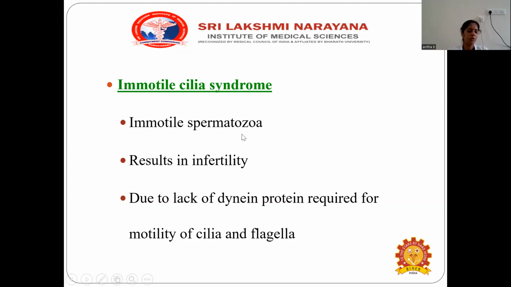This immotile cilia syndrome will have some other abnormalities like bronchiectasis. Bronchiectasis means dilatation of the bronchus. So these are a group of clinical conditions that are seen together. Okay, so this is called immotile cilia syndrome.